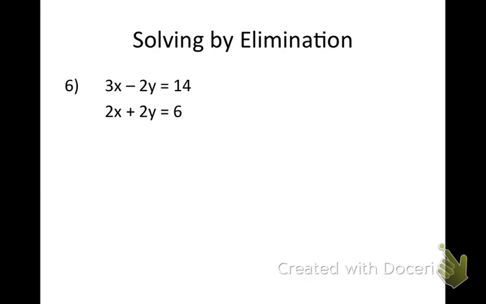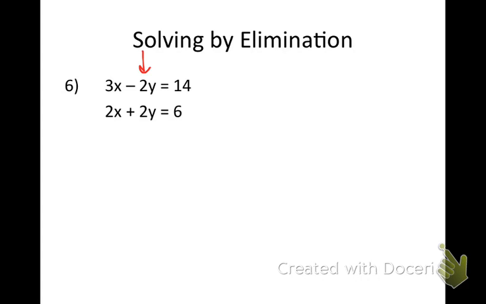What's the other one? That was just substitution. Graphing. We did graphing last week. So number 6. 3x minus 2y equals 14, and 2x plus 2y equals 6. I could use graph and look where they intersect, but I want to set this up to eliminate. Are they already set up to eliminate? Yes. Which ones are set up to eliminate?